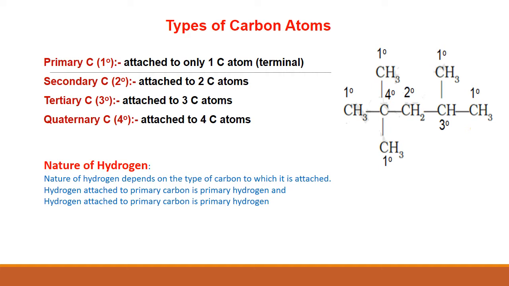So on the basis of the nature of carbon, the nature of hydrogen can also be predicted. The nature of the hydrogen will be the same as the type of carbon it is attached to. For example, the hydrogen attached to 1-degree carbon is also known as 1-degree hydrogen, primary hydrogen. And if these are replaced, the compound will be primary in nature.